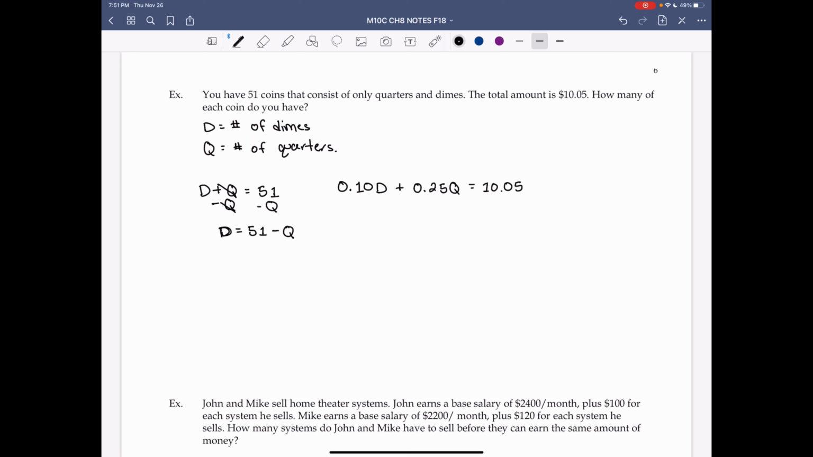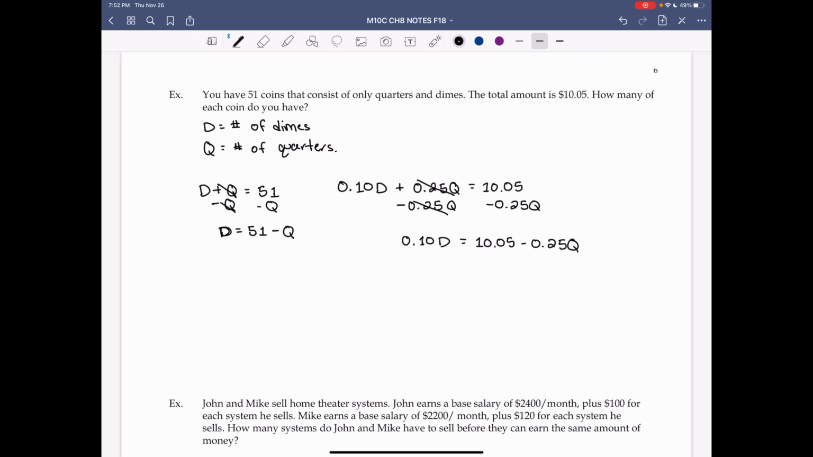In the second equation, I now need to isolate D, because that's what I did in the first equation. So subtract 0.25 Q from both sides. 0.25 Q minus 0.25 Q is 0. I get 0.10 D equals 10.05 minus 0.25 Q.